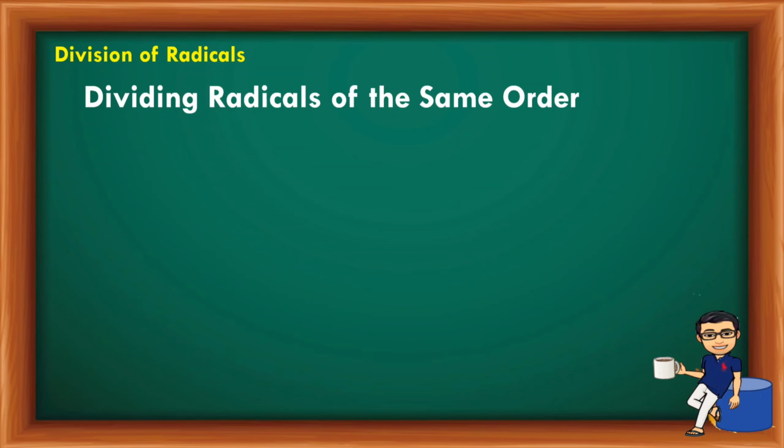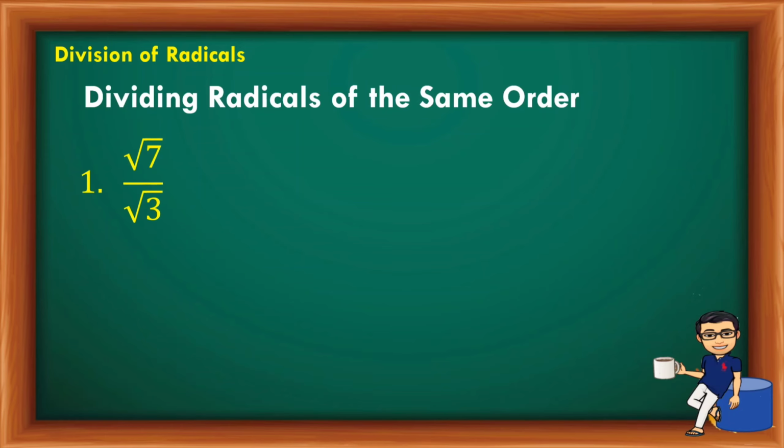Unahin na natin ang dividing radicals of the same order. So bago natin alamin ang bawat method, I just wanted to emphasize that we need to rationalize all the answer. Ibig sabihin, simplified form. Kasi rationalization is a process where you simplify the expression by making the denominator free from radicals. In other words, dapat ang final answer natin ay wala ng radical ang denominator. Let's start with the first one.